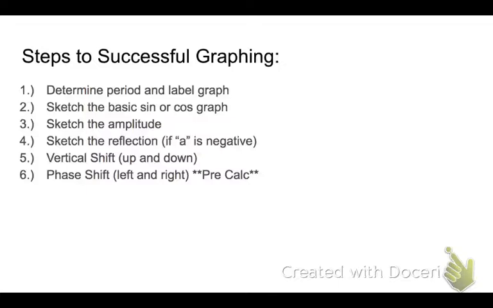As we saw in the last example, it's very important to start with your amplitude. We want to see how we need to stretch the graph before we move it left, right, up, or down. Keeping in mind that step 4: if your A is negative, we need to reflect across the x-axis. Step 5 is, of course, the vertical shift, moving up or down. And then we'll get into what's called a phase shift, and that's where we move left or right. And we'll do that in pre-calculus.